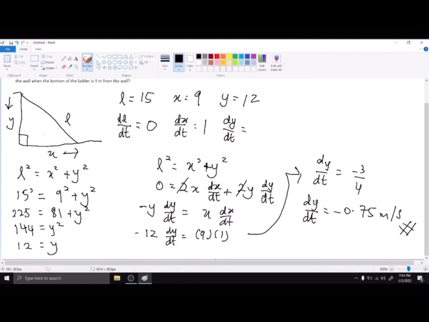Why is it negative? Because y is going down. It's going down the y, so it decreases. That is why dy over dt is going to be a negative value.